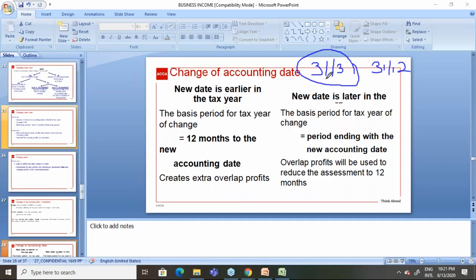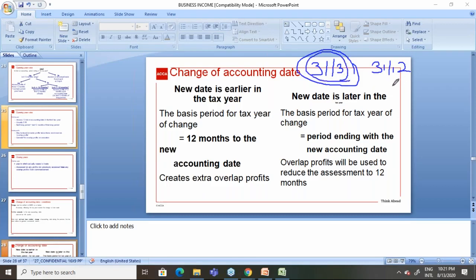Unlike a calendar year, which starts in January, the tax year starts in April, the 6th of April. So if you look at the tax calendar, the first month is April. The second month is May, then June, July, August, and the last month of the tax calendar is March.